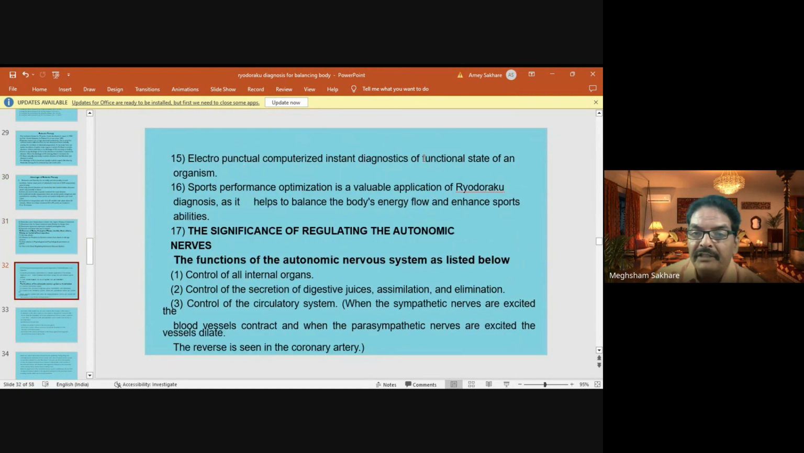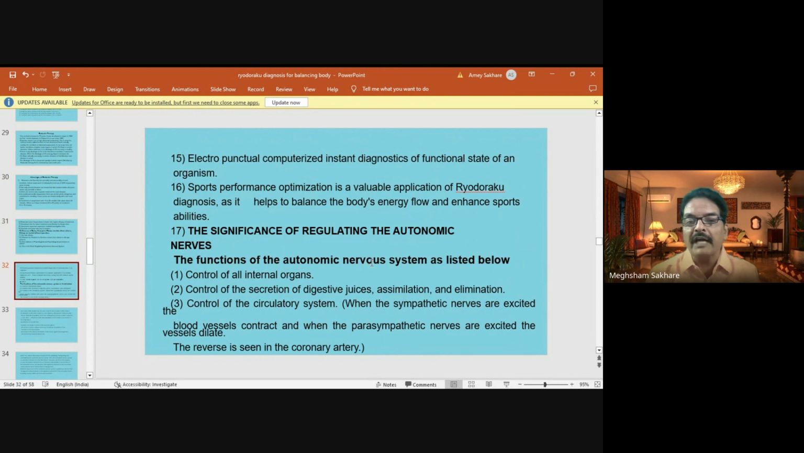Electropuncture computerized instant diagnostics of functional state of an organism. Sports performance optimization is the valuable application of the Rodoraku diagnosis as it helps to balance the body's energy flow and enhance the sports ability. It is great for regulating the autonomic nervous system.